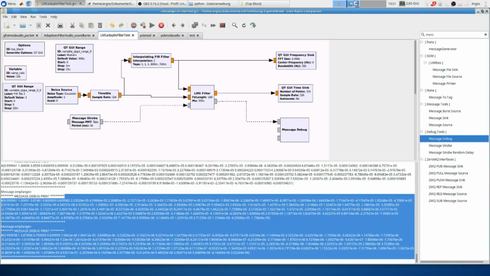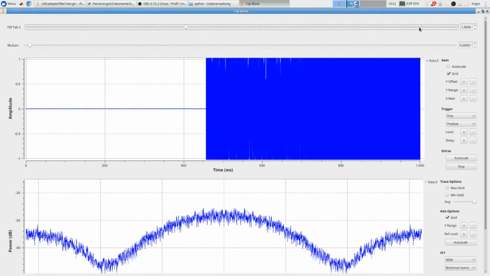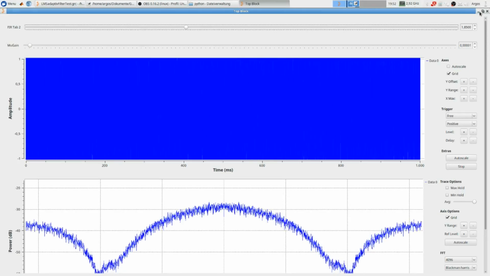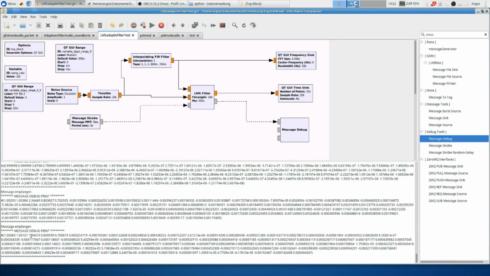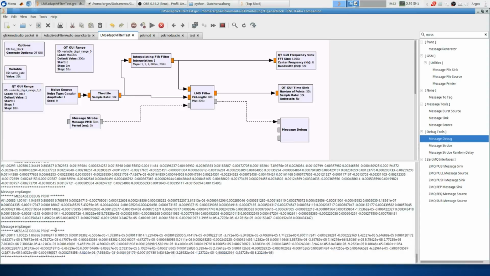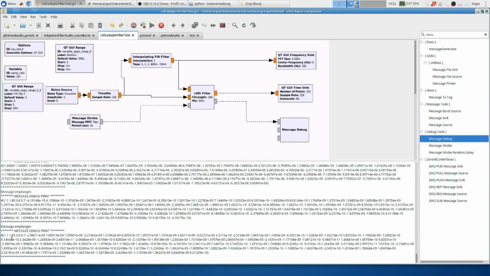Our third tap is not 1 anymore. We set it to, okay, let's reset it to 1.85. So 1, 1, 1.85. So we need to wait. So 0.19. So it's getting close to 1.8. Now we are close to, or we are exactly at 1.85.